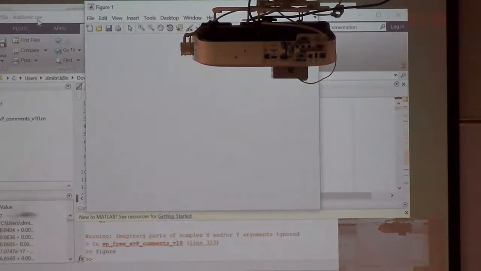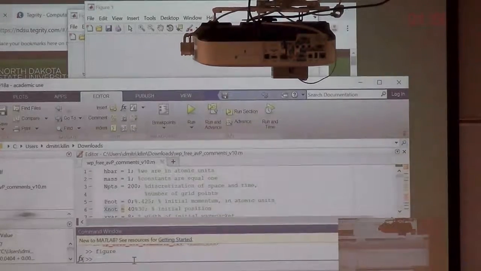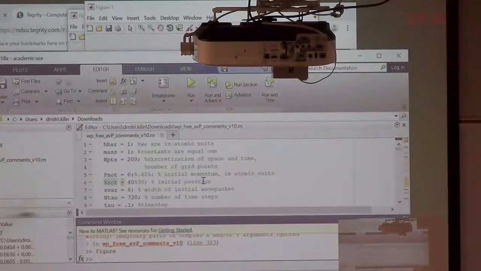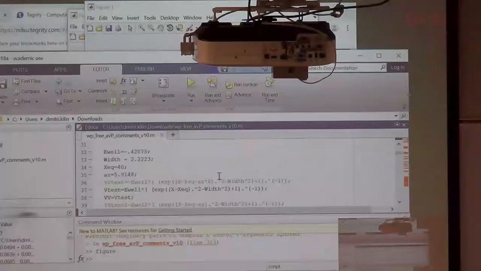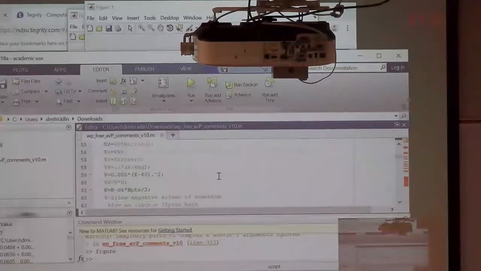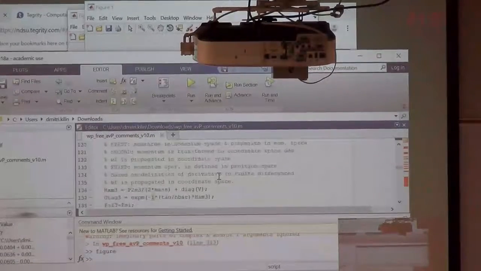We will look for what is required in the homework assignment, but likely one would need the variance, the uncertainty, the width of the wave packet. So let's look through the code if you do not remember the variable.